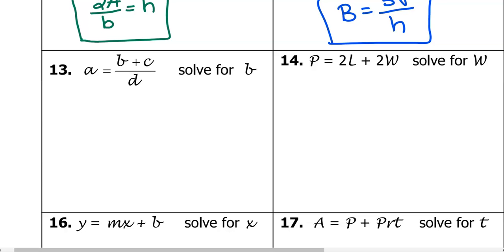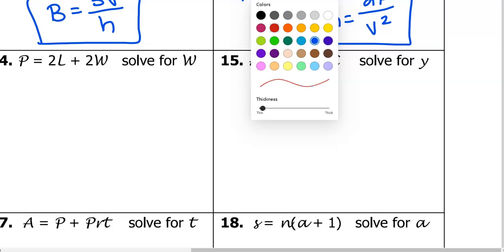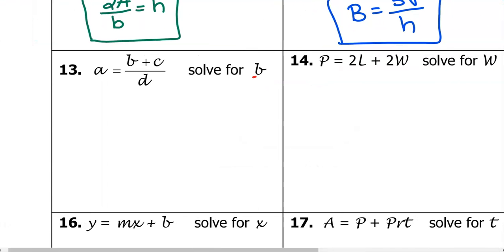What are you trying to get by itself in number 13? What does it say? We're trying to get B by itself. The B is right here. Before you even start the problem, think to yourself, what's attached to the B? What am I going to have to move? There's a C. How is the C attached? Addition. So I'm going to have to subtract it eventually, right?